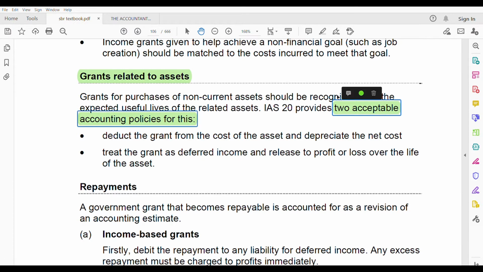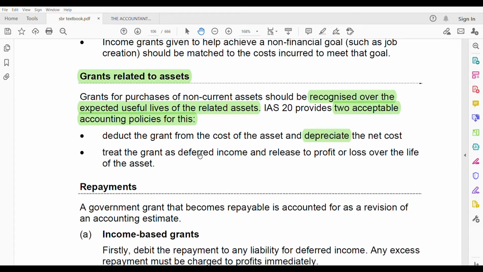It is recognized over the expected useful life of the related asset. If it's for 5 years, you divide that cost by 5, and you will be recognizing that over all the 5 years. One is that you deduct the grant from the cost. Even from your exam point of view, this part is very important. Deduct the grant from the cost of the asset and depreciate the net cost. Whatever grant you are receiving, you deduct it from the cost of the asset and depreciate the net cost only. Here also depreciation is there because this also comes under non-current assets.